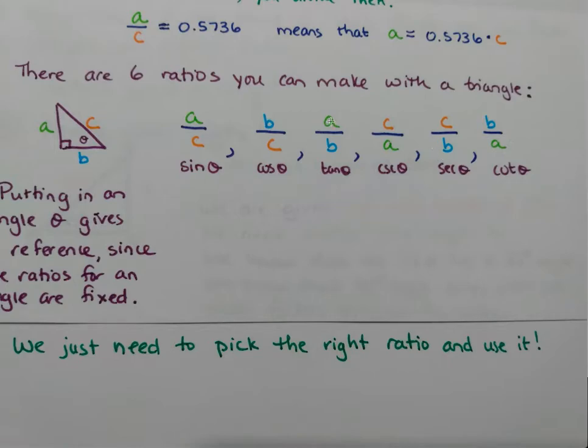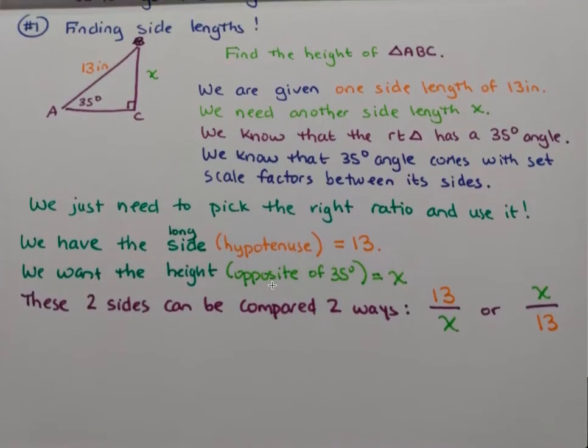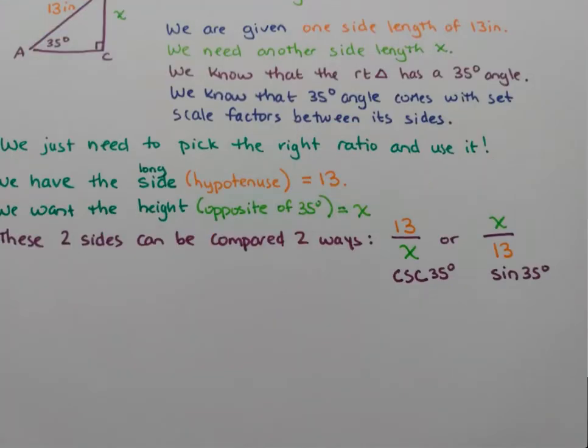So there it is again, a quick reminder. Which scale factor do we need to pick? Which ratio? Well, we had the green and the orange side, so that gives us two options. We have the hypotenuse, we have the height, and there are two ways we could do it. Now, if I do 13 over x, I'm dealing with cosecant. If I do x over 13, I'm dealing with sine.